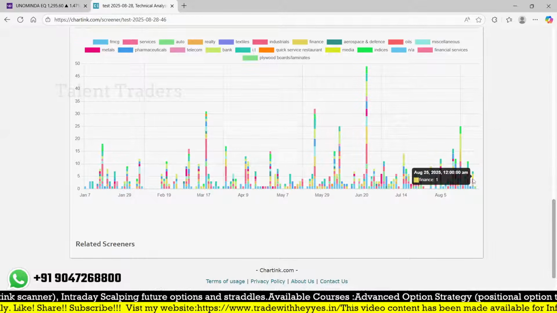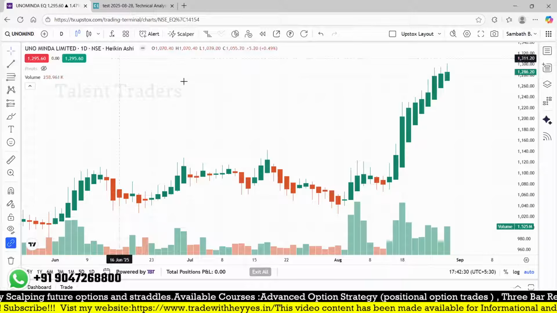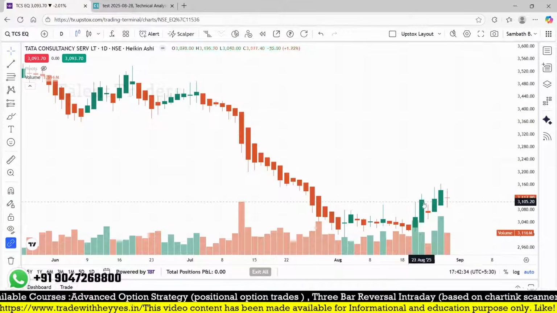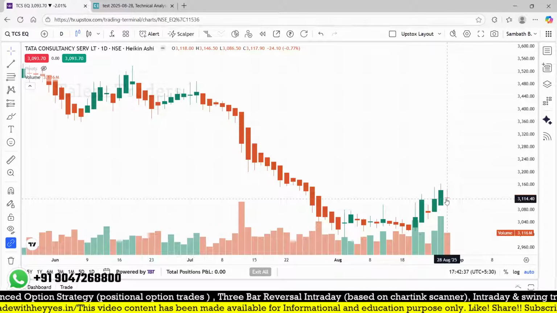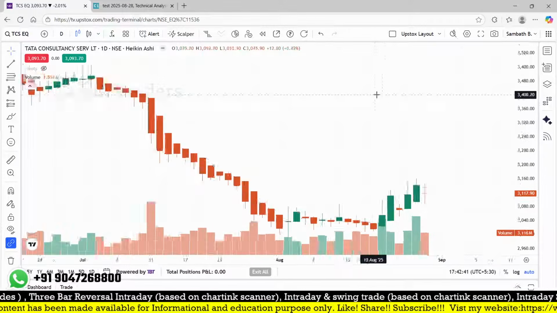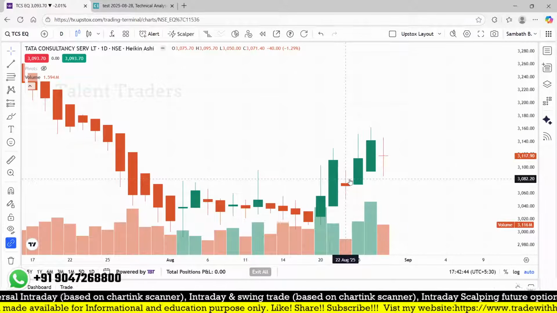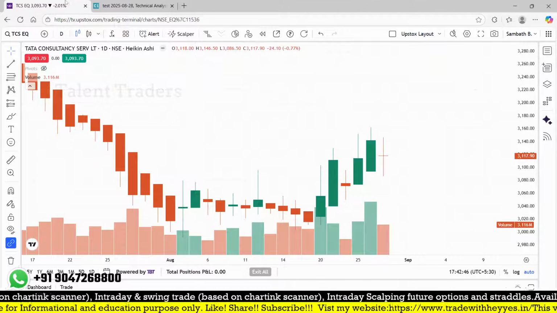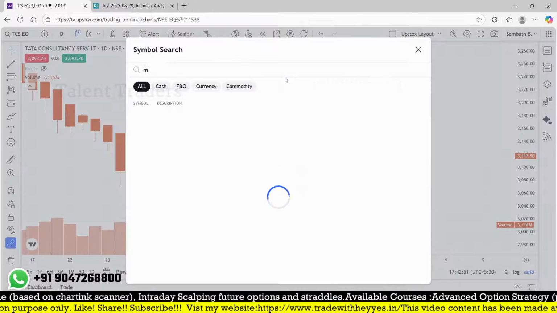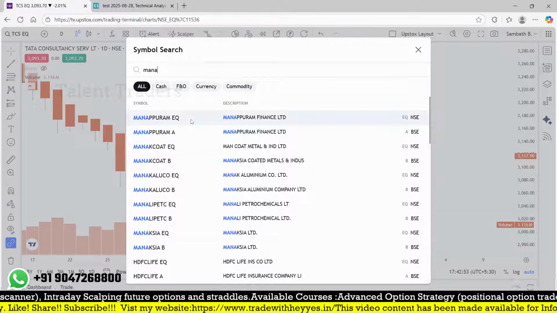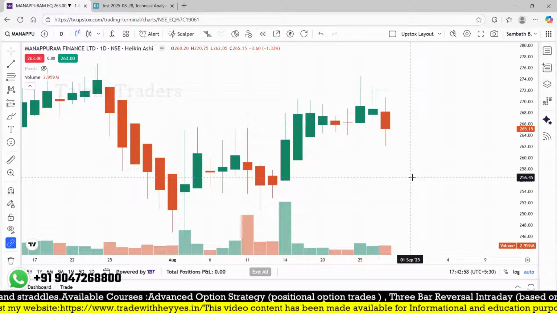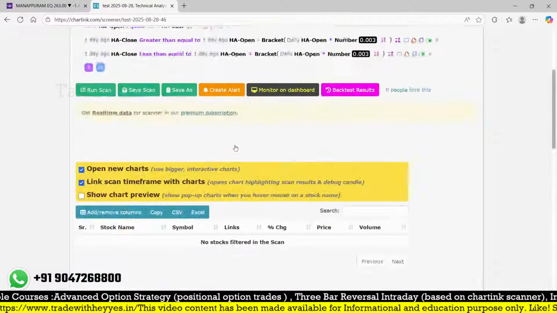I think 25th August: Manappuram, TCS. Let me check TCS, 25th August. Yes, you can see the previous day is a doji kind of thing, and the next day is an open low. So many stocks we got, TCS and Manappuram. One more here, Manappuram: doji, and the next day is the open low.